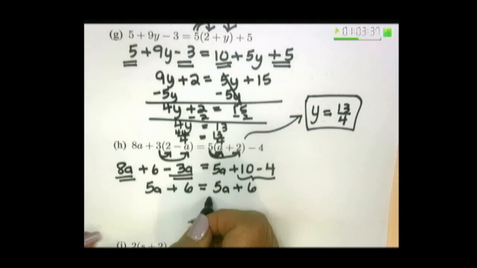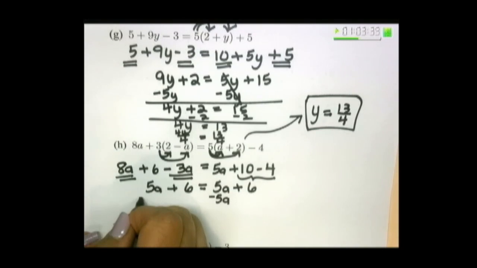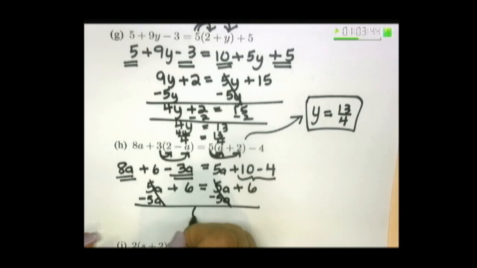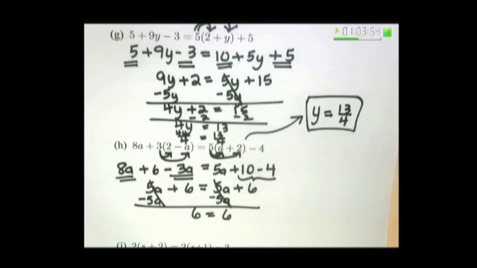So I'm going to get rid of the 5a on the right-hand side, which ends up getting rid of it on the left-hand side. So it goes away. I end up with 6 equals 6. I have no value for the variable. My variable is gone. So once your variable goes away, you have two choices. Either you will have an identity, which means all real numbers will check here, or you have no solution.